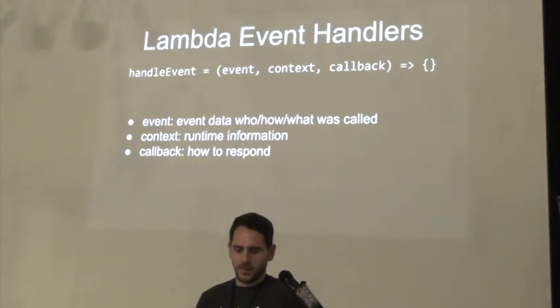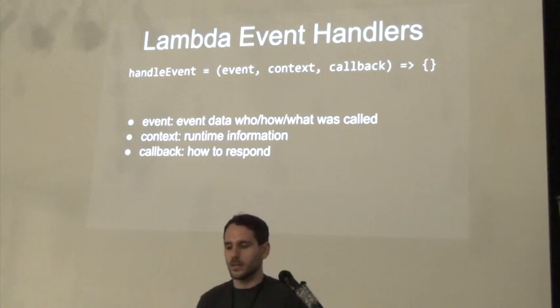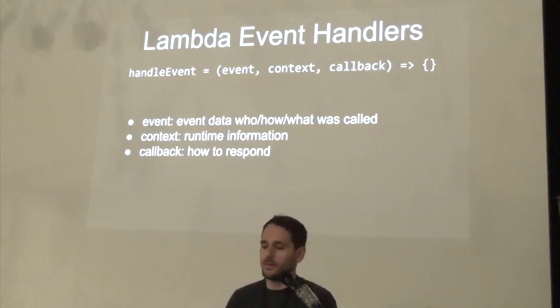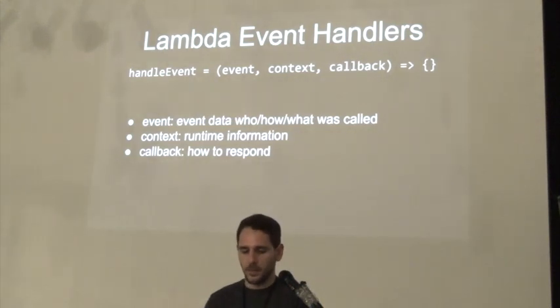Here's an event. A lambda event handler is relatively simple. It just takes three arguments: event, context, and callback. The event is the event data for who, how, and what was called. Context is some runtime context, like it'll tell you how long you have until the timeout, because you can set how long the lambda can run until a timeout. And then the callback is how to respond to the caller.